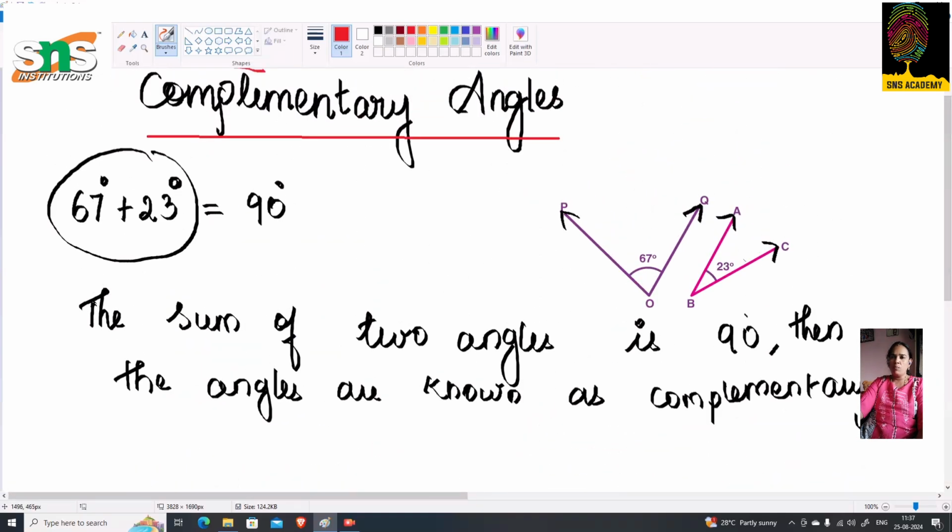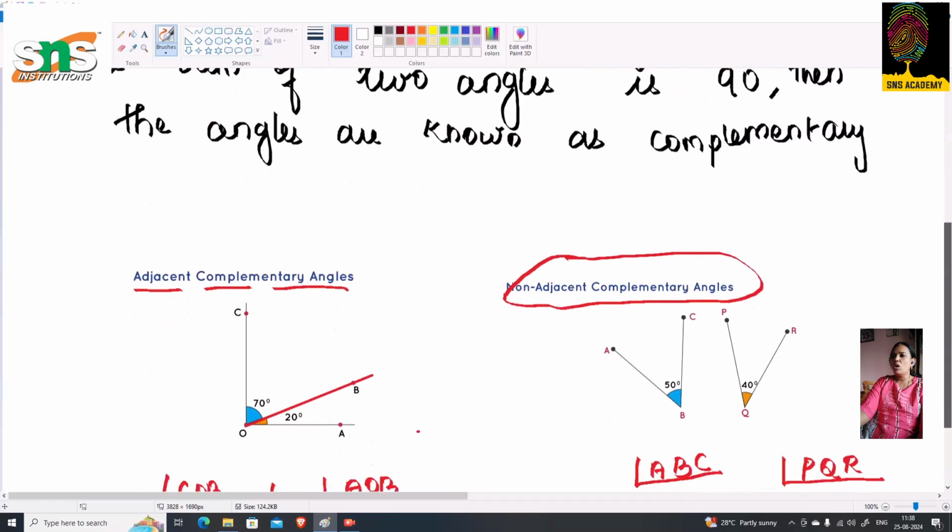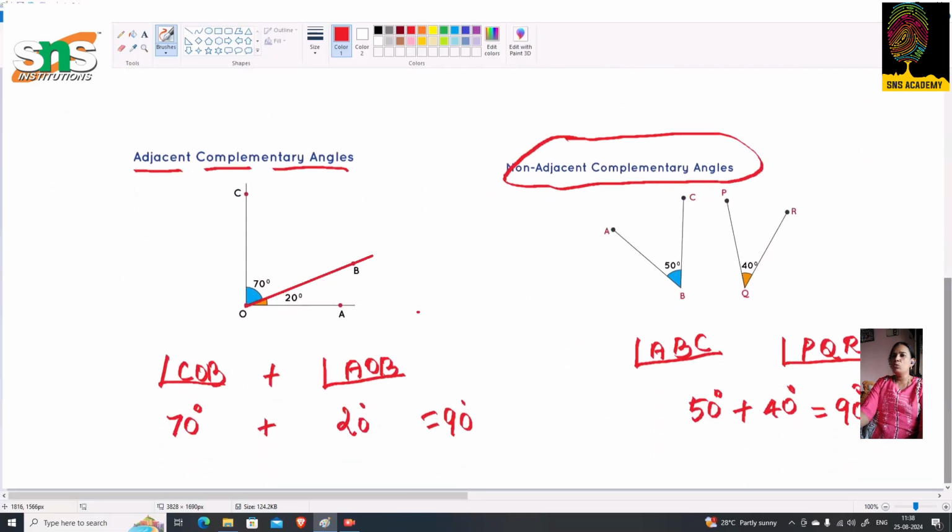So in this video we learned complementary angles. What is the meaning of complementary angles? When you add any two angles, if the sum is equal to 90 degrees, then we can call them complementary angles. Among the complementary angles, we can have two types: one is adjacent complementary angles and another one is non-adjacent complementary angles. Let's meet in another class.